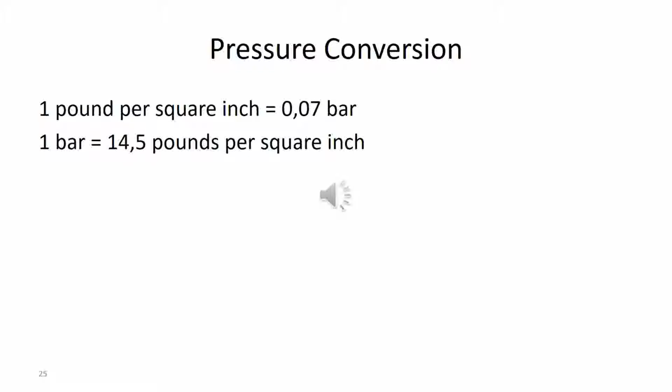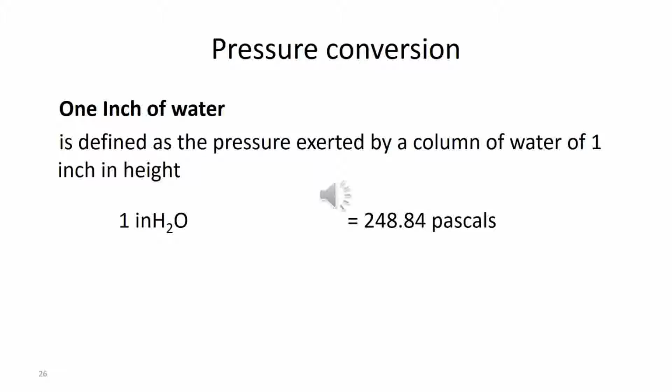Pressure conversion 1 pound per square inch or 1 psi equals 0,07 bar. 1 bar equals 14,5 pounds per square inch. 1 inch of water is defined as the pressure exerted by a column of water of 1 inch in height. 1 inch of water equals 248,84 Pascal.